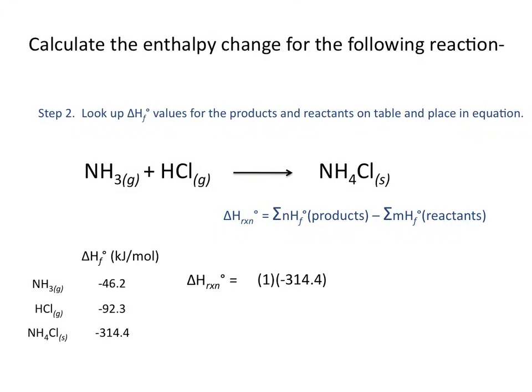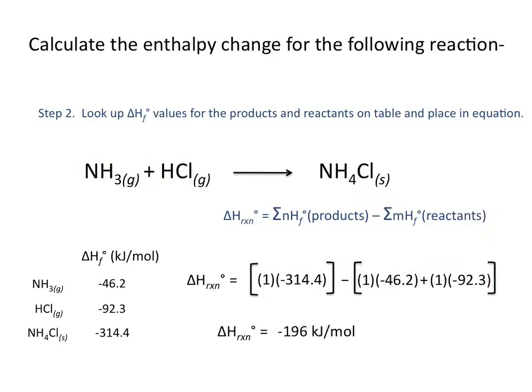On the product side, we have 1 mole of ammonium chloride, and the delta H of formation of ammonium chloride is negative 314.4 kilojoules per mole. On the reactant side, we have 1 mole of ammonia multiplied by the delta H of formation value for ammonia, negative 46.2 kilojoules per mole, and also 1 mole of HCl as a gas, which we multiply by its delta H of formation value, negative 92.3 kilojoules per mole. We then take the sum of the values for the products multiplied by their coefficients and subtract the sum of the values for the reactants multiplied by their coefficients, and come up with the delta H of reaction equal to negative 196 kilojoules per mole.